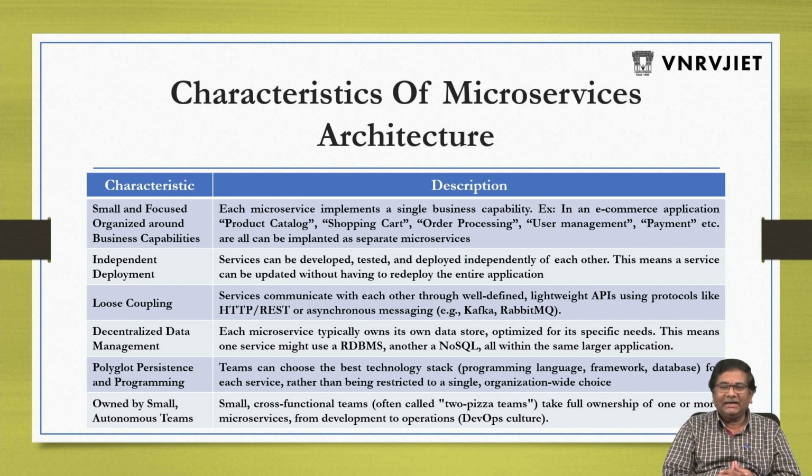Each microservice typically owns its own data store. This is a crucial feature. In monolithic as well as three-tier architecture, we have only one database. All of them, it's being shared, right? Whereas in microservices, each service has its own database.